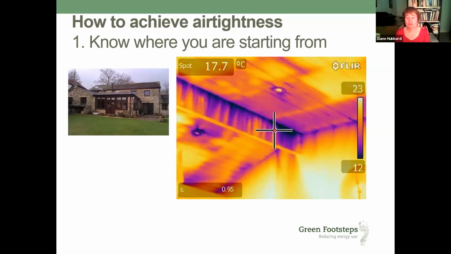So the property I'm showing you here is a barn conversion. It was converted at some point in the 1990s. And I think one of the reasons for talking about this is you can't assume that the leakiness of the building relates to the age of the property. So this property was horrendous in terms of air tightness, somewhere in the 20s.